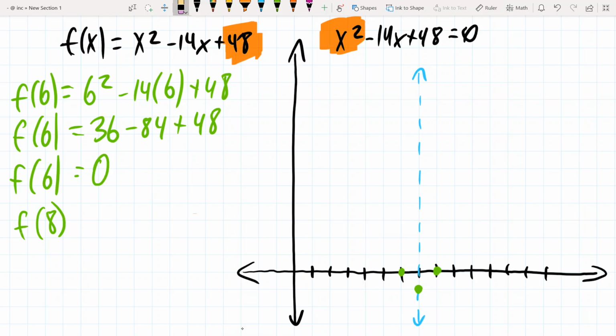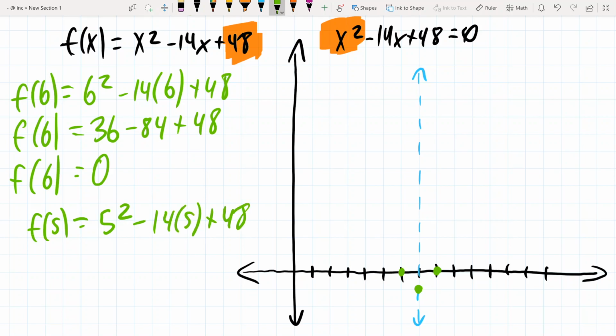All right, so let's find what f of... Wait, what did I just start to write? I just started to write 8, or was that from before? I want to find 5. I want to find f of 5. So we're going to do 5 squared minus 14 times 5 plus 48. Oh, this is starting to write kind of slow. I should restart this computer after this video.